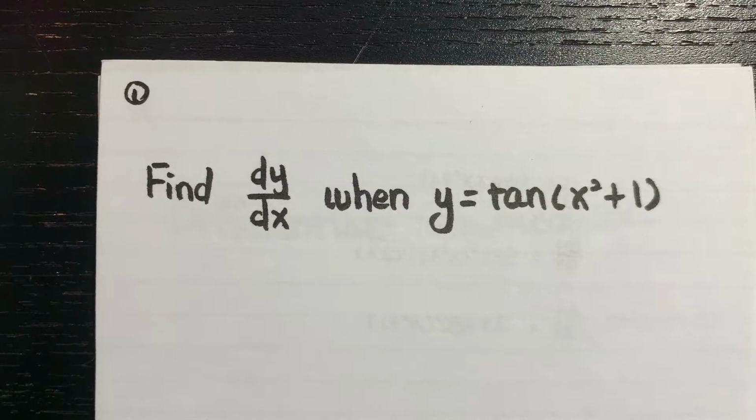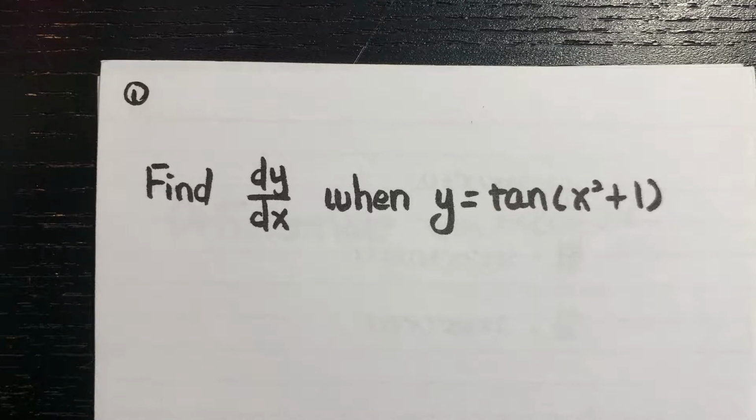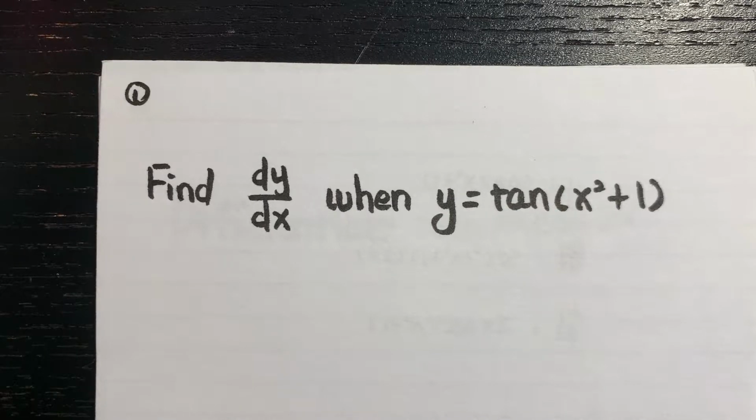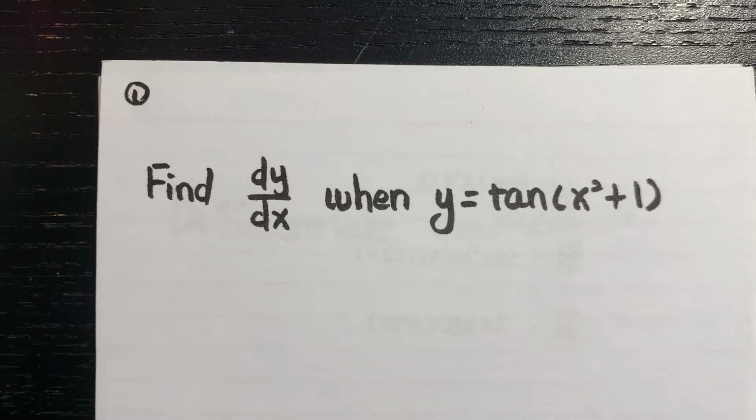First one, find dy over dx when y equals tan(x squared plus 1). Again, use the formula, use the rules that we have learned, and try to figure it out. Pause the video and start working.